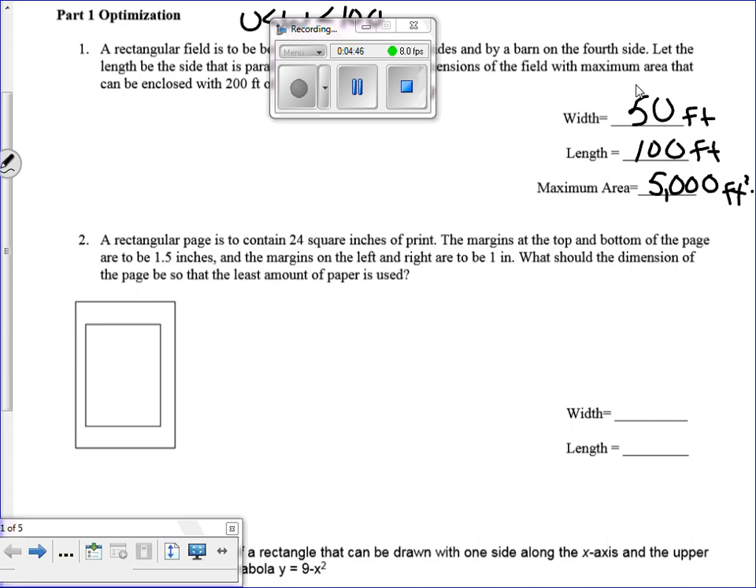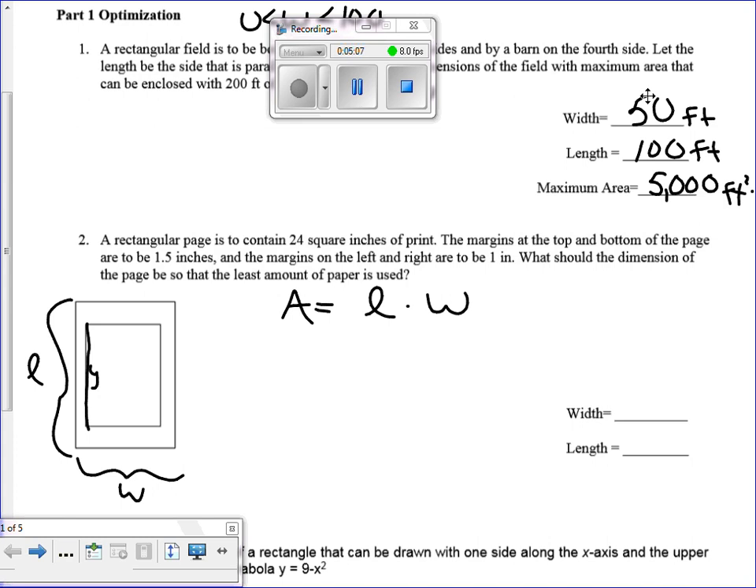Now, the area of the whole paper would be whatever this is, I'll call that the length, times whatever this is, I'll call that the width. Right? But even though we know the margins, we don't know what this length is here. So I'm just going to call that y. And we also don't know what this length is here. So I'm going to call that x.